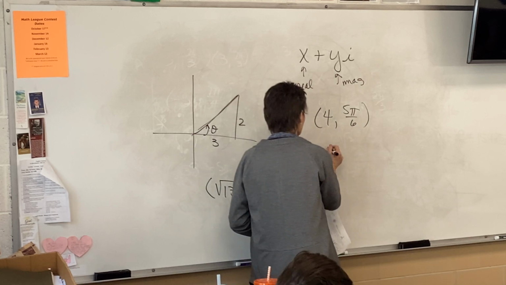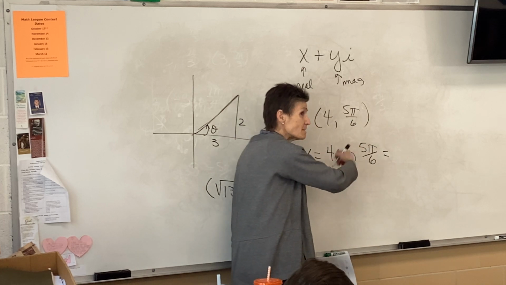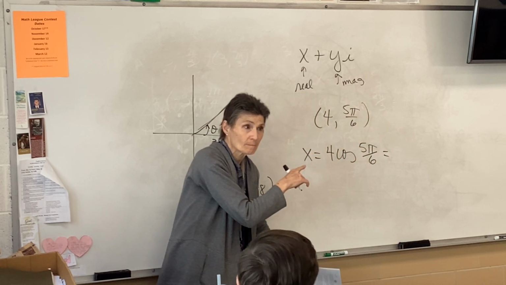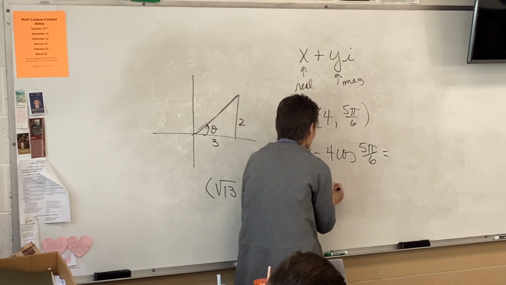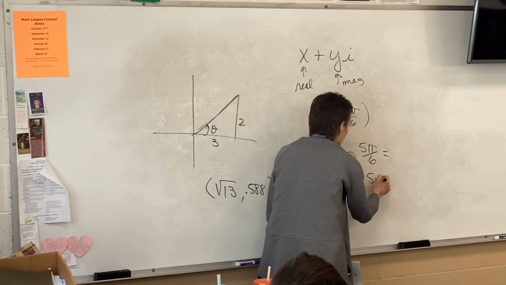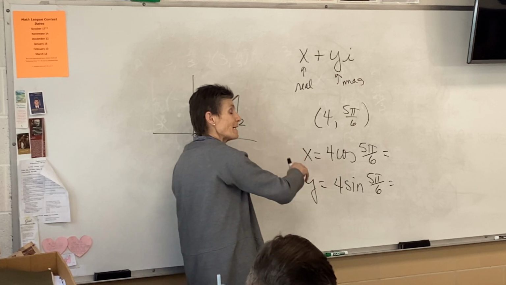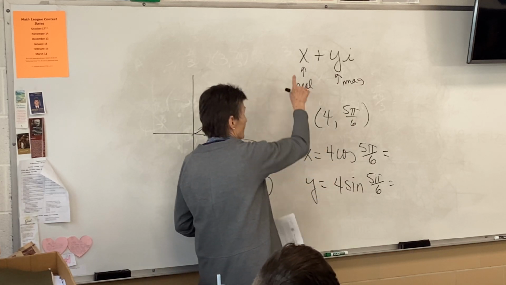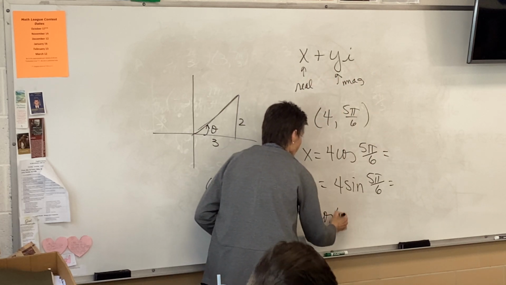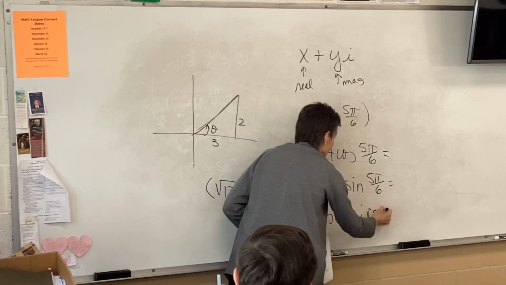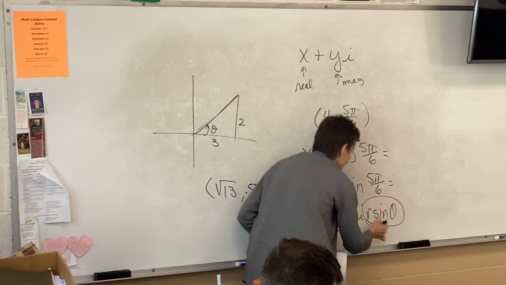Okay, so X equals 4 cosine 5 pi over 6. Whatever that is, that's your real component. And then your imaginary component will be 4 sine 5 pi over 6. Because when you write this number in rectangular form, and when you write it in polar form, it looks like this. So this is the real part, and this is the imaginary part.